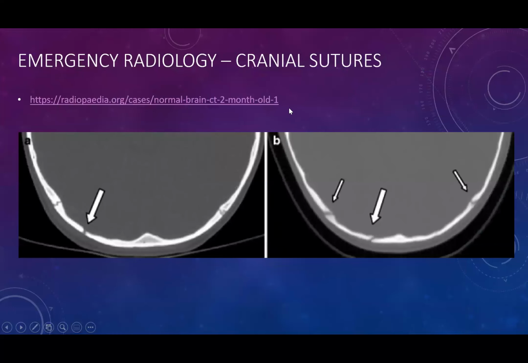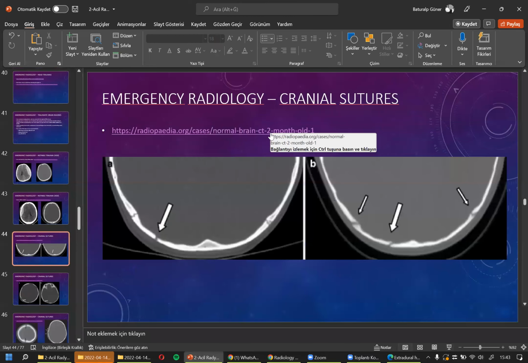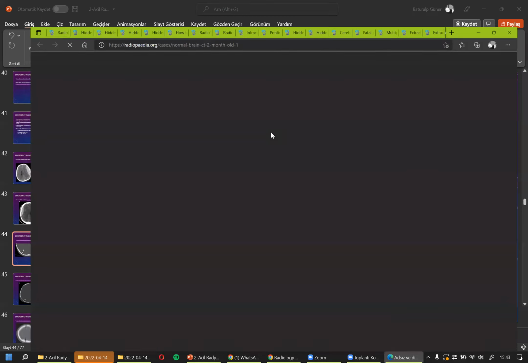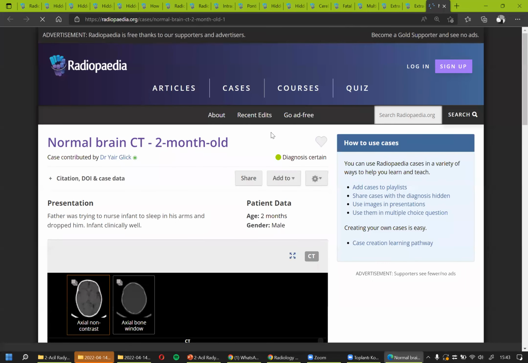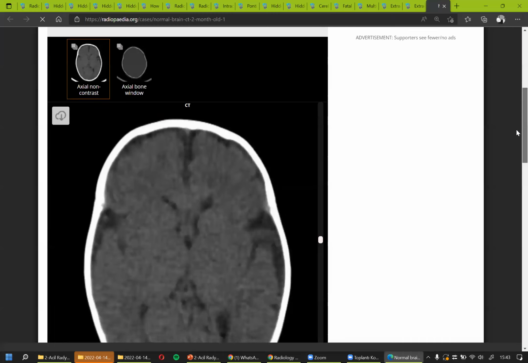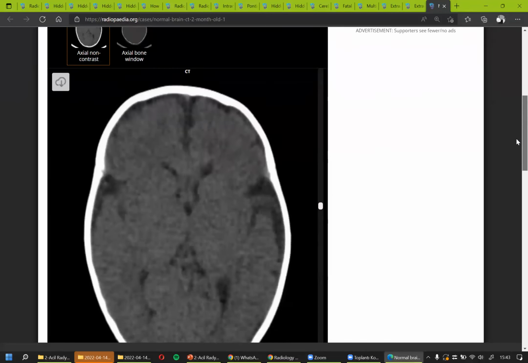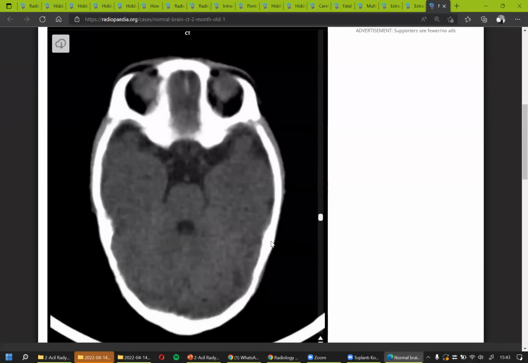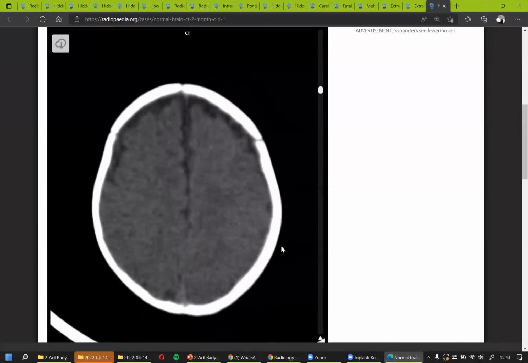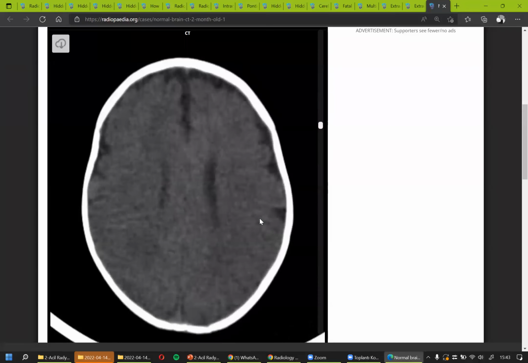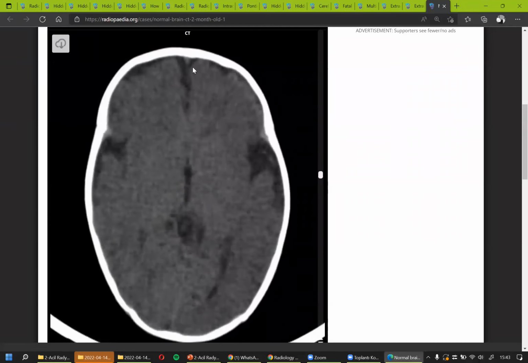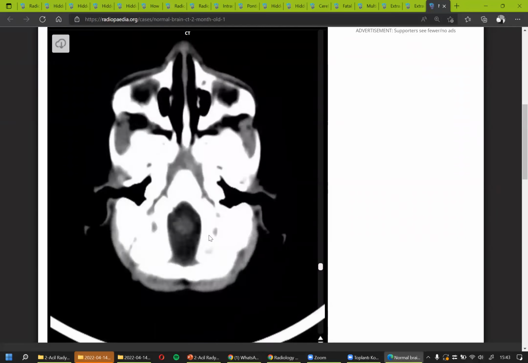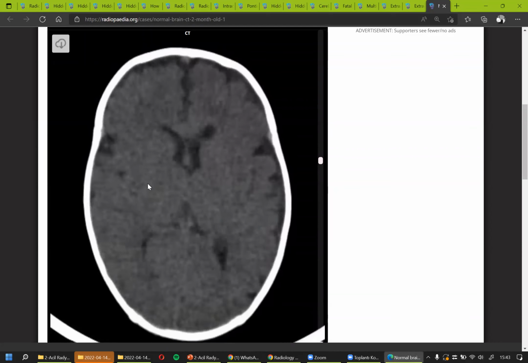Okay, so in our emergency document, there was the case of this small kid who has fallen down, a two-month-old kid, CT scan. I will quickly go over it. So I'm checking the brain parenchyma. It's all symmetrical. There is no subdural bleeding. There is no intracranial bleeding. There is no epidural bleeding.